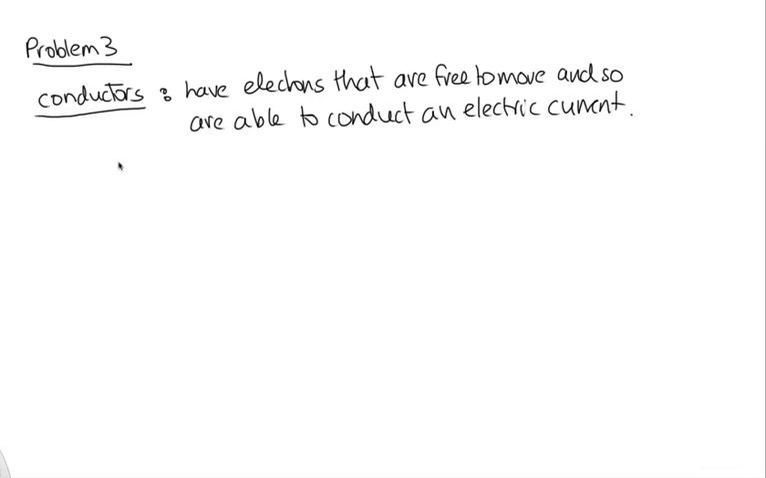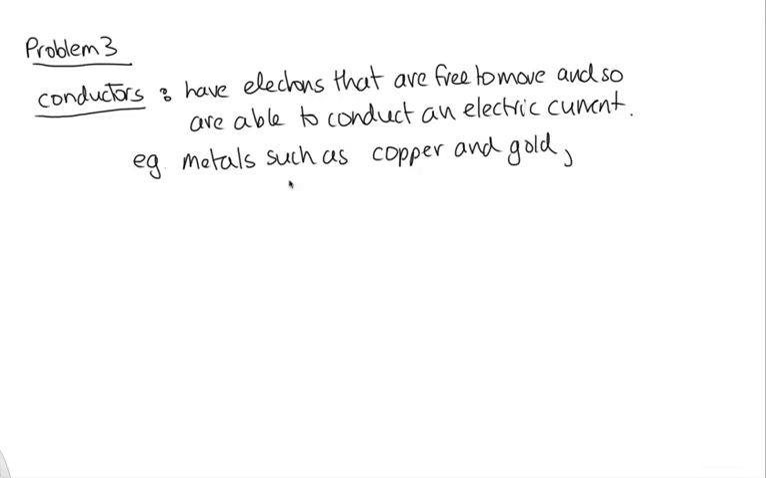And examples: metals such as copper and gold, and a non-metal example is graphite, which is made up of carbon atoms. So graphite's able to conduct a current as well.